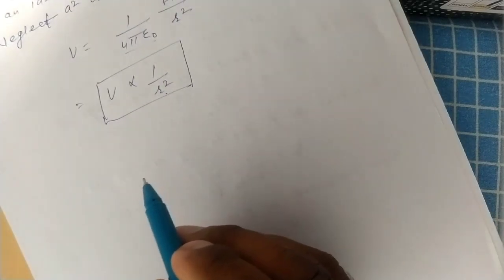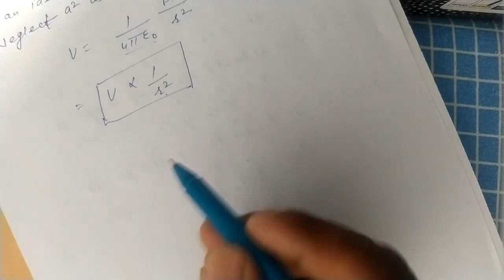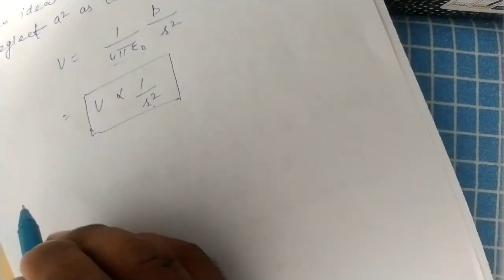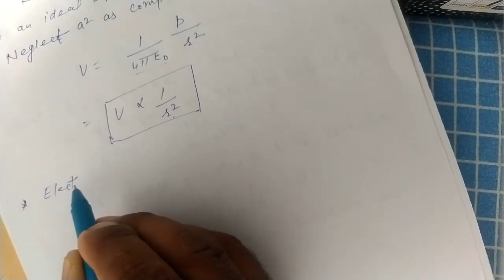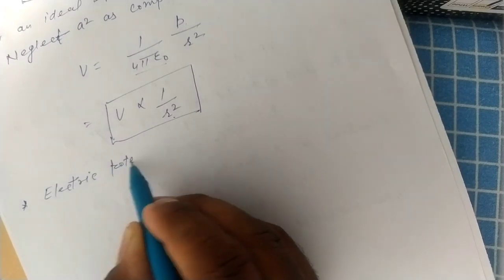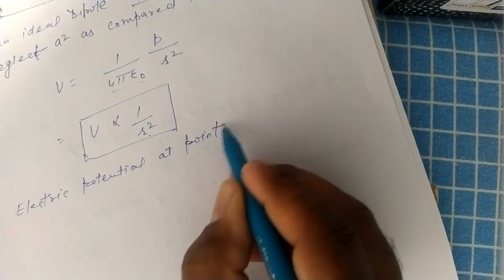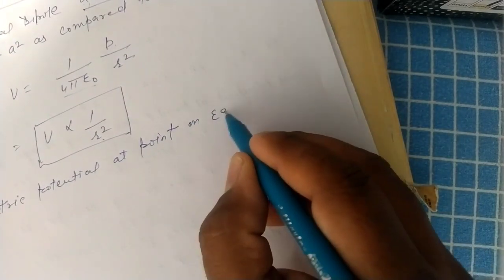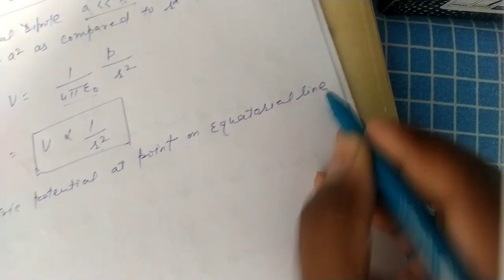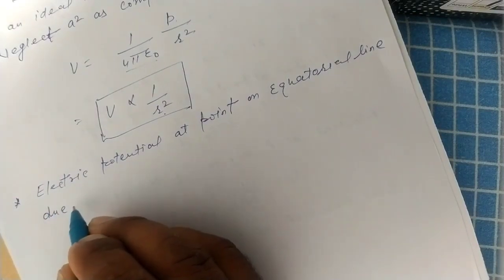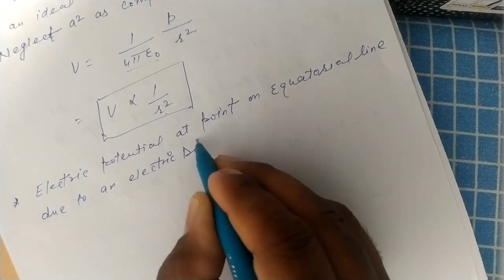Now we can calculate the electric potential at a point on the equatorial line due to an electric dipole.